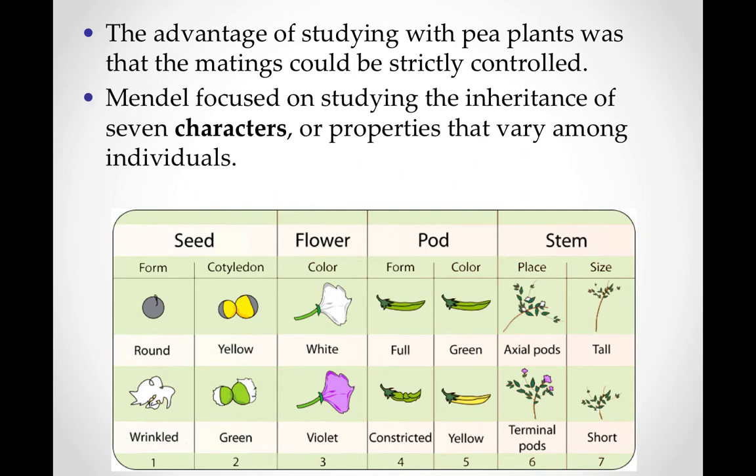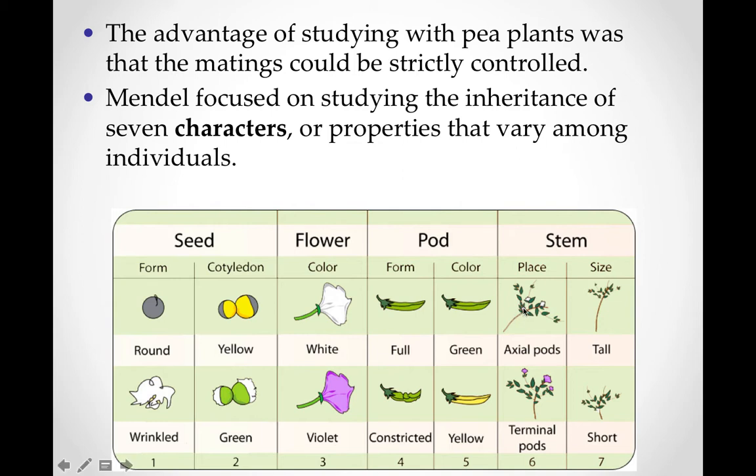Mendel focused on studying the inheritance of 7 characters. Those characters had to do with the seeds, which could either be round or wrinkled, yellow or green. With the flowers, they could be white or violet. The pods, the form and the color of the pods, were either full or constricted, and yellow or green. And then he studied the stem, the place of the stem and the size of the stem. Did they have axial pods or terminal pods?